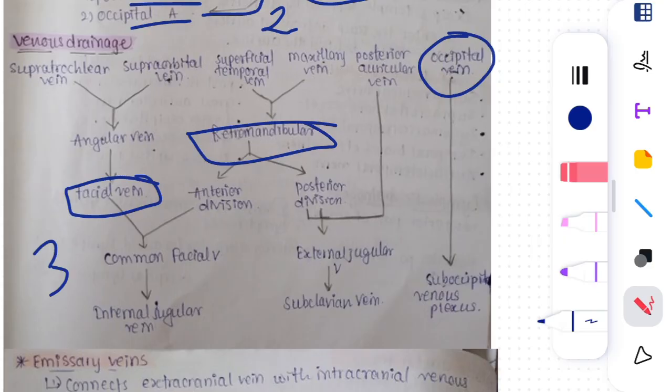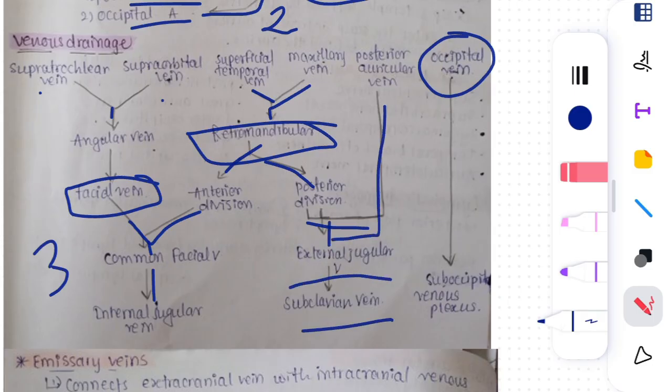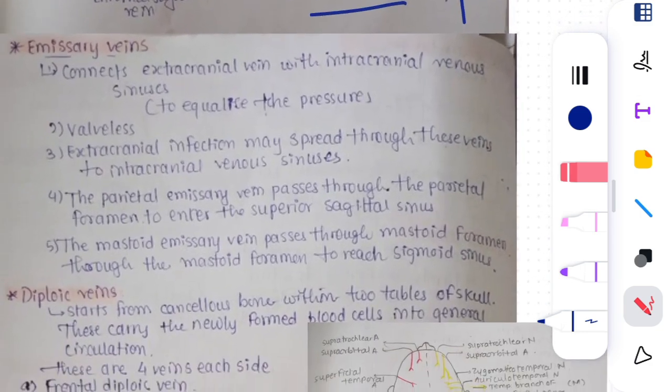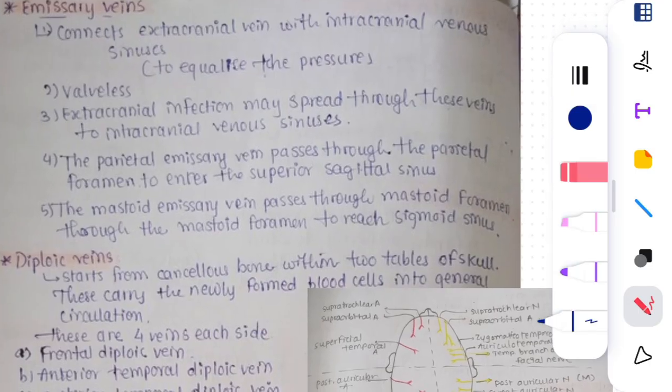You can remember this as a pathway, not that much difficult, but you should remember that the supratrochlear vein and supraorbital vein form the angular vein, then the facial vein, finally the internal jugular. Here finally is subclavian, and here also finally the suboccipital venous plexus. 3 pathways are important. And then the emissary veins, let's see its features.